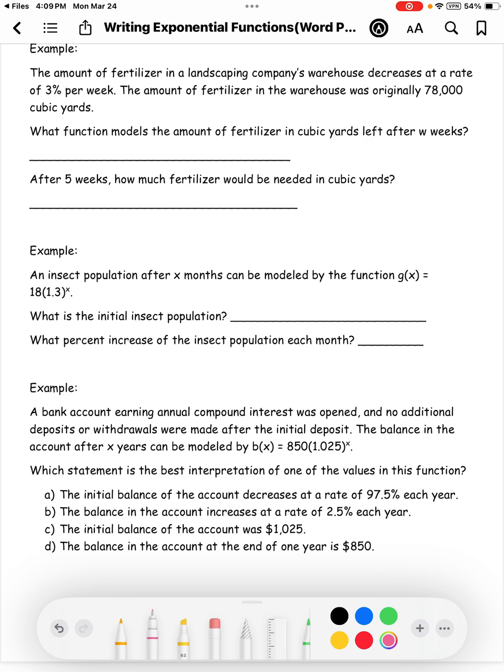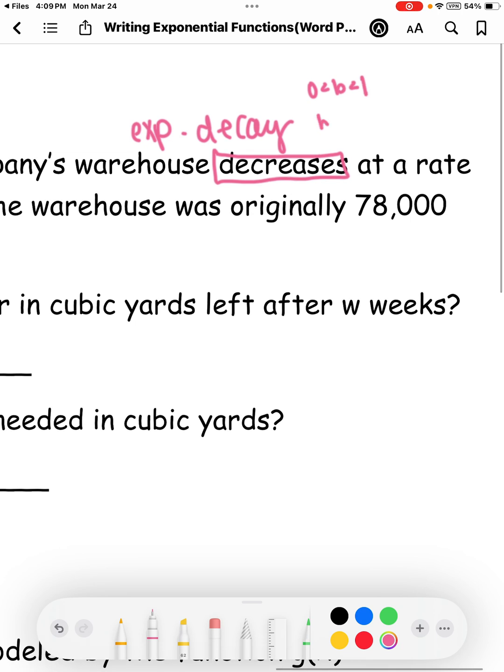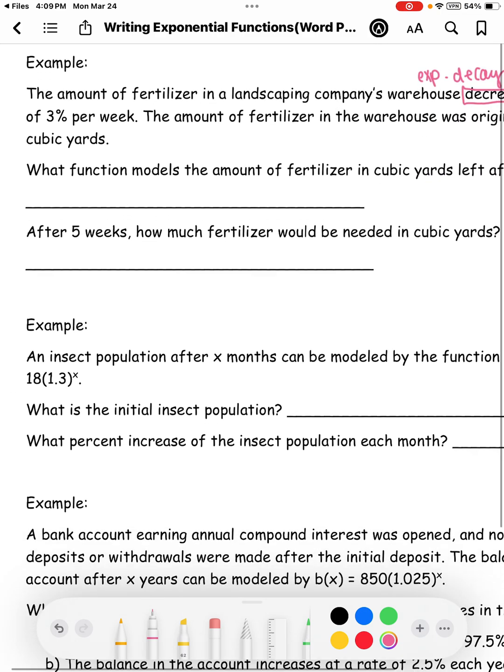All right, let's look at the next one. The amount of fertilizer in a landscaping company's warehouse decreases. So first thing I'm going to write, exponential decay. And if it's exponential decay, I know that this b value has to be between 0 and 1. And I know I have to do 1 minus r if it gives me the rate. It gave me the rate of 3% per week.